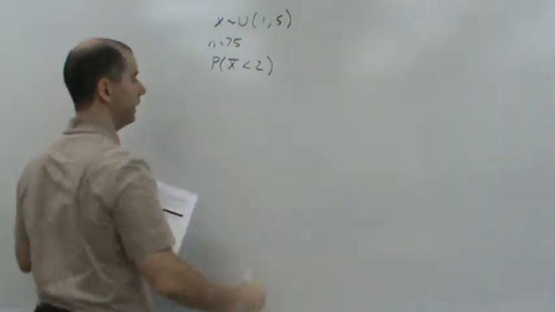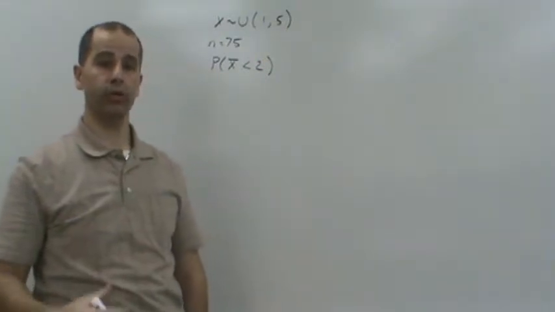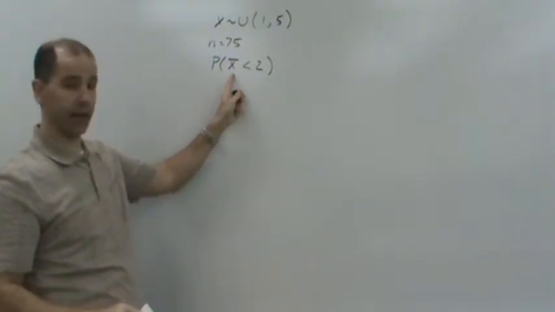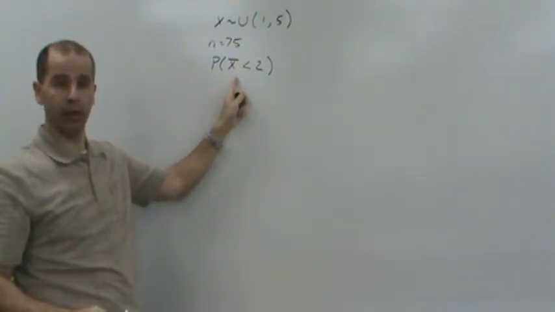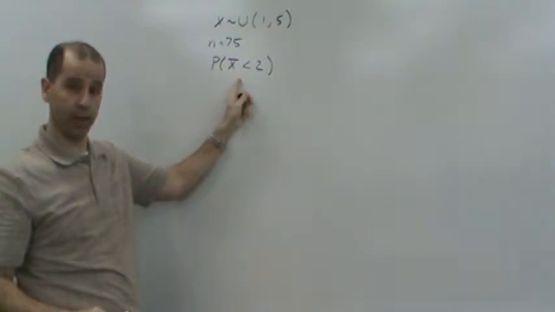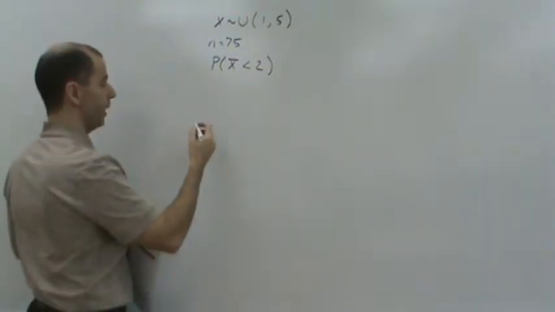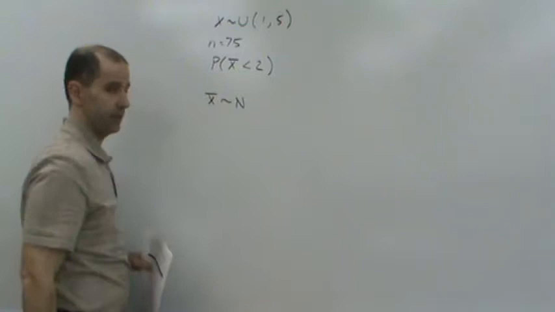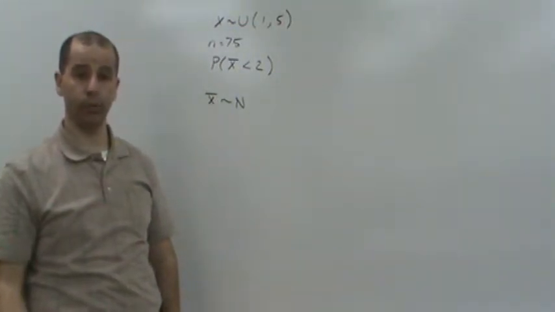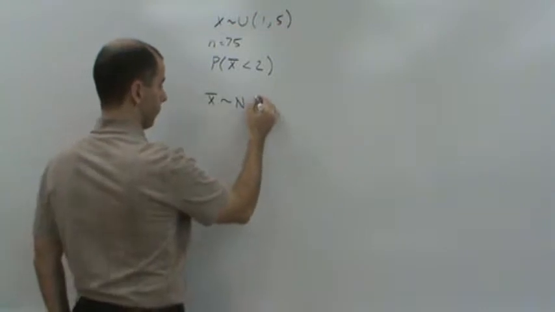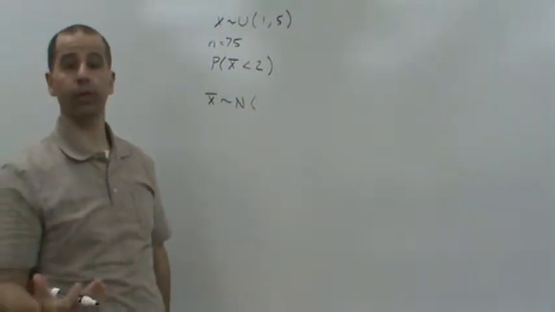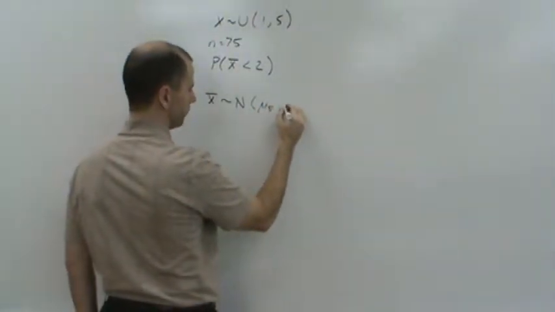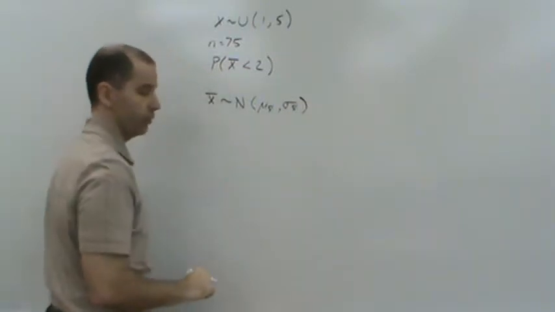Now here's a perfect example of where we're going to use the central limit theorem to help us. Here's the thing you need to always keep in mind: we're talking about the probability of the sample mean, which means we need to know the distribution of the sample mean to answer this question. So we want to make sure that the distribution of the sample mean is approximately normal. And if it is approximately normal, then we'll know the mean and standard deviation of X bar. So we have mu of X bar and sigma of X bar.